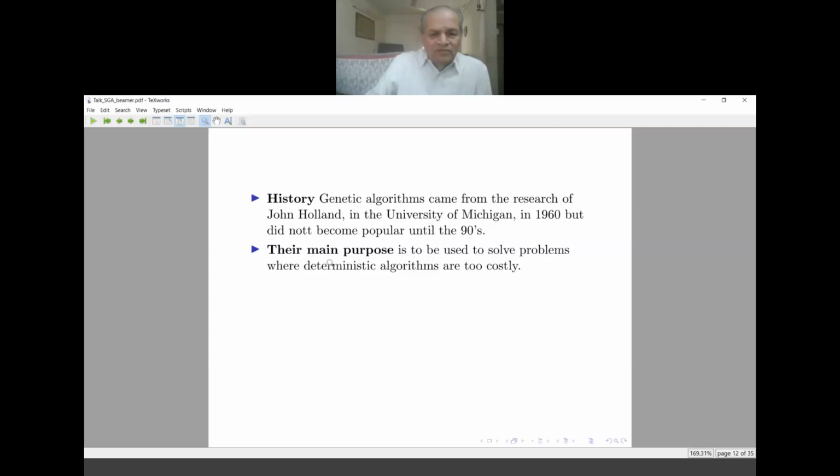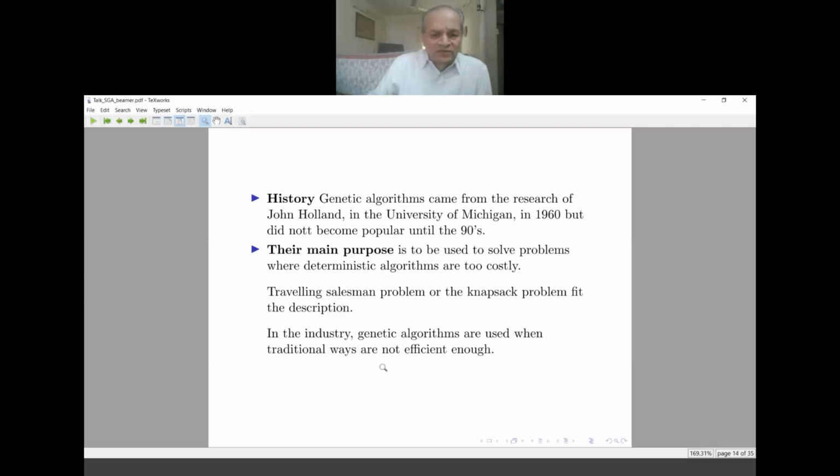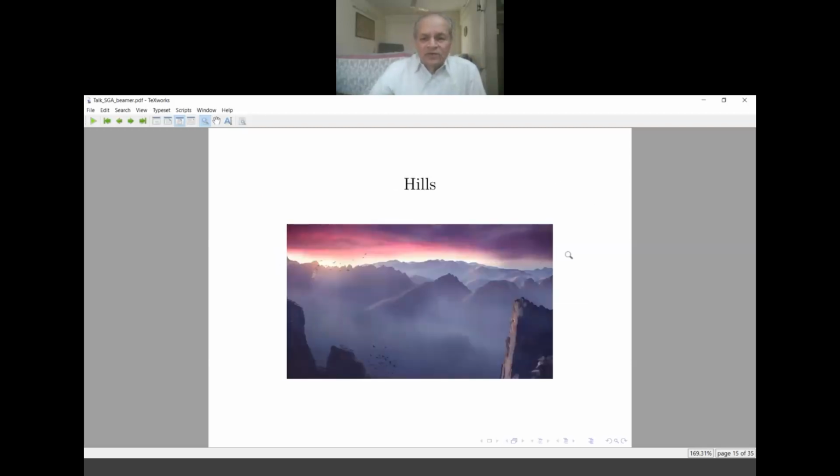Now, the main purpose of the genetic algorithm is to solve problems where deterministic algorithms are too costly. The traveling salesman problem and the knapsack problem are examples. In industry, genetic algorithms are used when traditional ways are not efficient enough. I just talked about trying to fit some mathematical curve to such a terrain. You will agree with me, it is extremely tough, right?